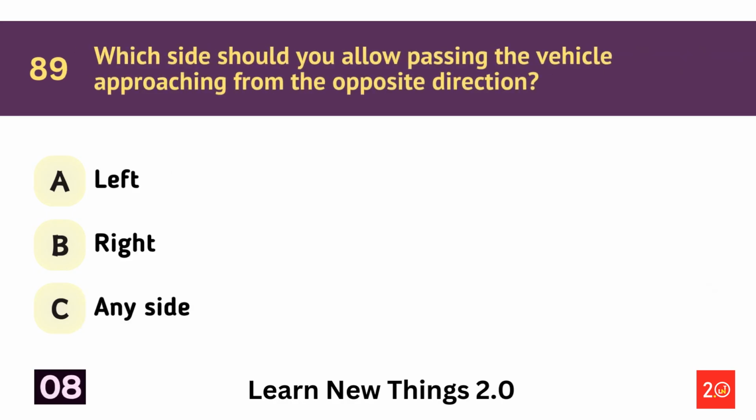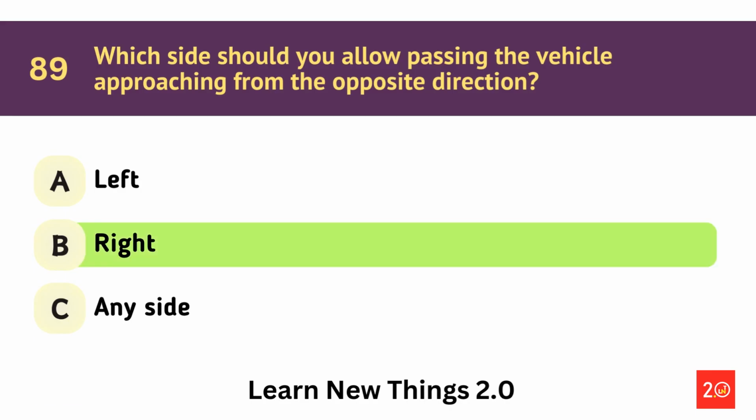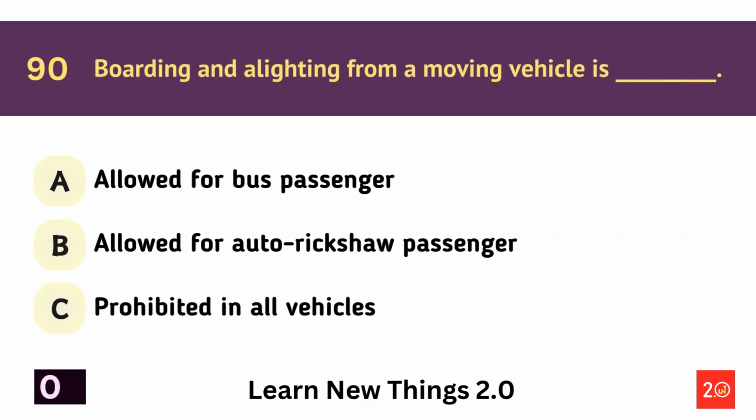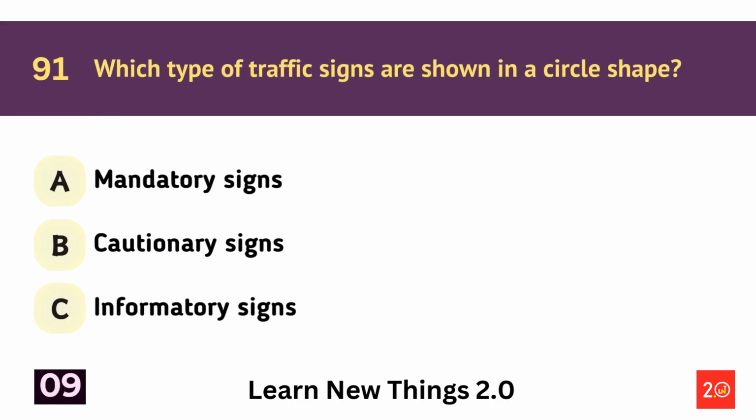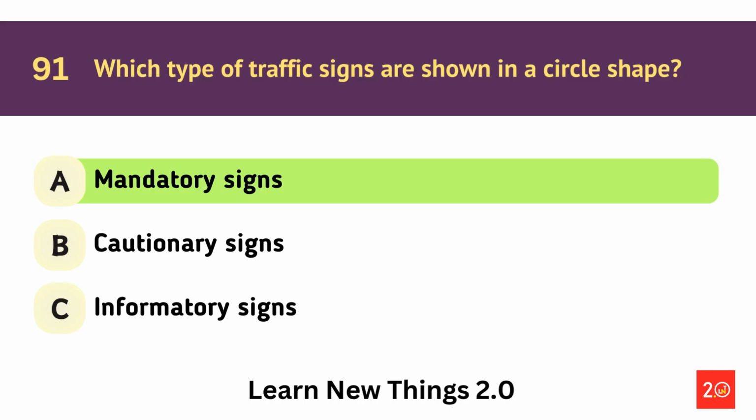Which side should you allow passing the vehicle approaching from the opposite direction? Right. Boarding and alighting from a moving vehicle is prohibited in all vehicles. Which type of traffic signs are shown in a circle shape? Mandatory signs.